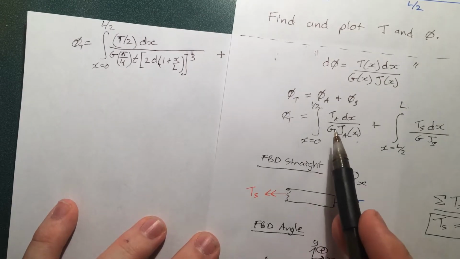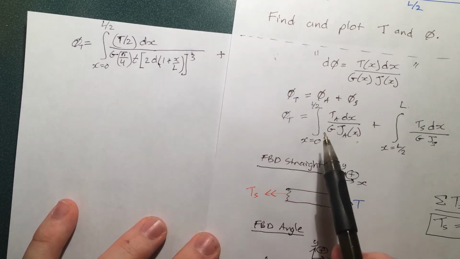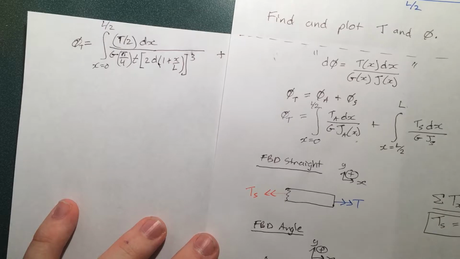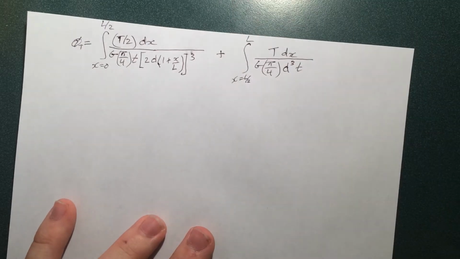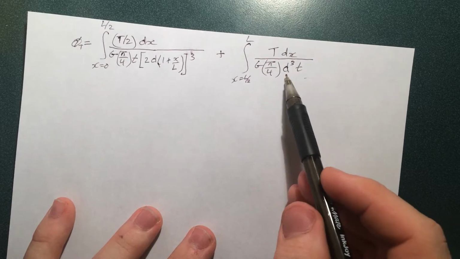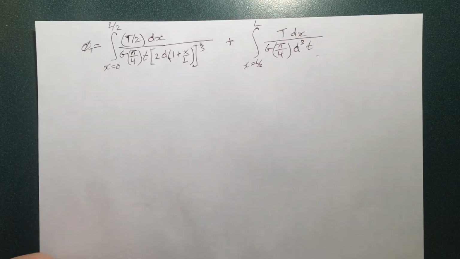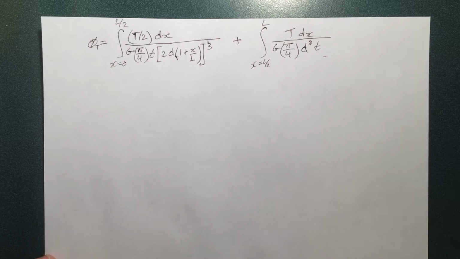So for each of the individual values, let me just pull back this equation here. All right, so T_A, that was t by 2. We plugged it in. G J_A, that we found before, we plugged it in. T_S, that was t over G J of that piece, which was pi by 4 d cubed t. All right, so now I'll just be quiet for a little while and go through and integrate this thing.